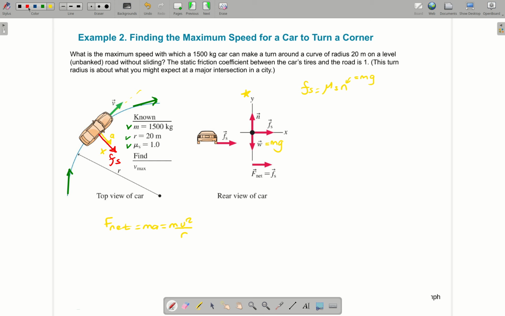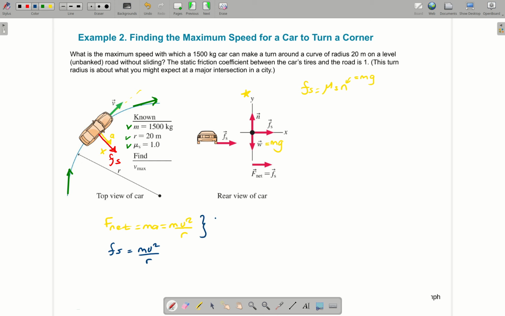So I'm going to input the values now. F static is my F net, and that's equal to mv squared over r. That's my net force. If my net force is this, the car will not slide. If my net force mv squared over r is larger than this, the car will slide.